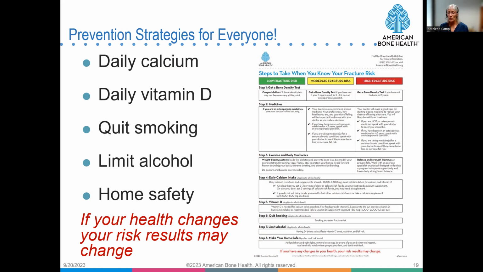You also really want to quit smoking. Smoking increases fracture risk. You should limit alcohol. Having 3 or more drinks a day affects your vitamin D levels, your nutrition, and your fall risk. Make your home safe. You can add grab bars and night lights, remove loose rugs, be aware of pets and other trip hazards, use handrails, and watch where you put your feet, and don't multitask.